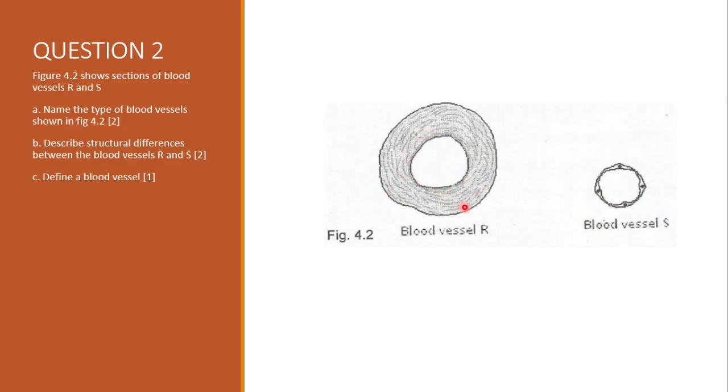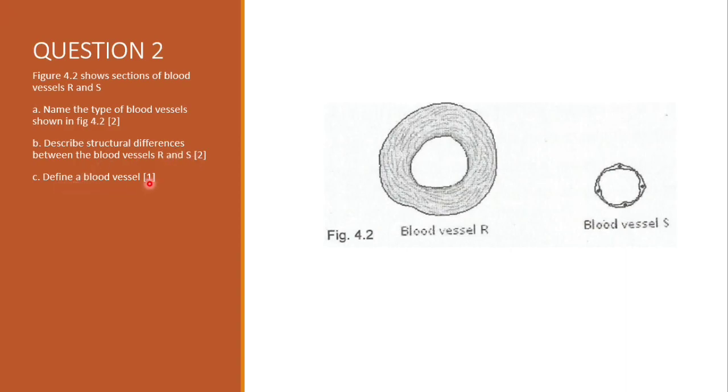But now looking at the question, they're asking about the structural difference. So it's okay to say blood vessel R has got thick walls, while blood vessel S has got thin walls. We can also add that blood vessel R has got a narrow lumen. Lumen is the space, this space in the middle. So blood vessel R has got a narrow lumen, while blood vessel S has got a wide lumen. All right, 2 marks, nothing much to give there.